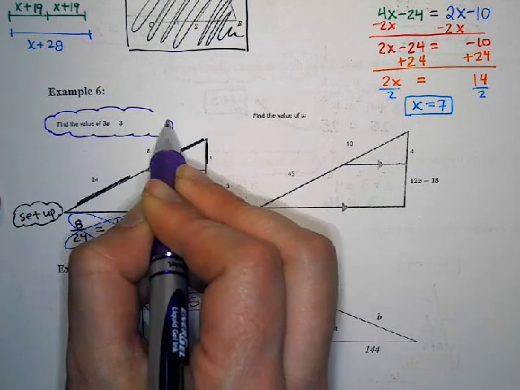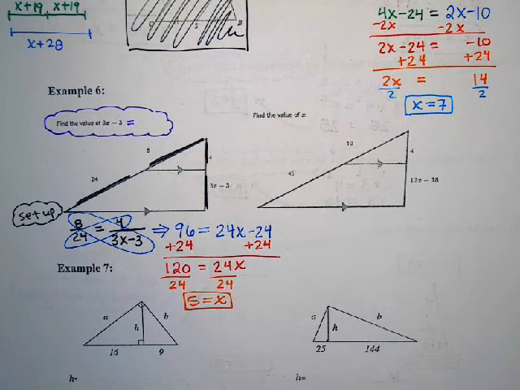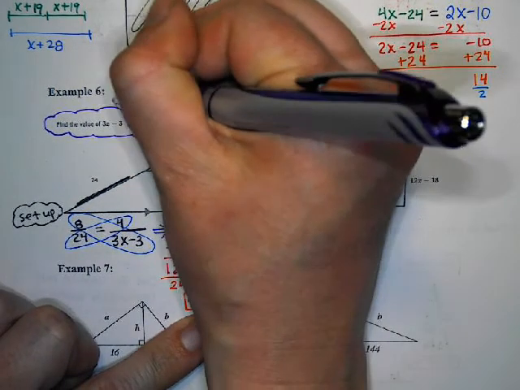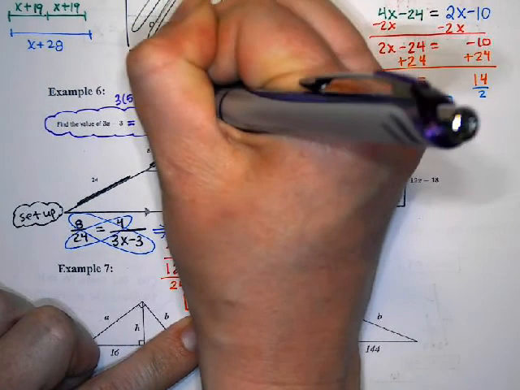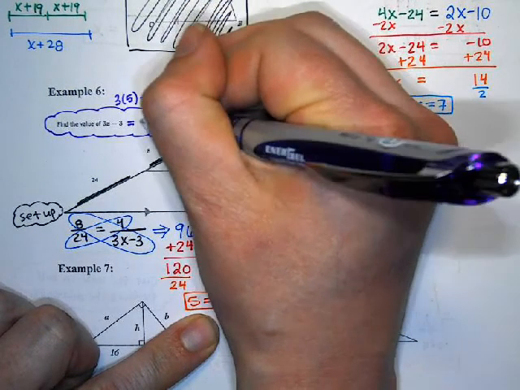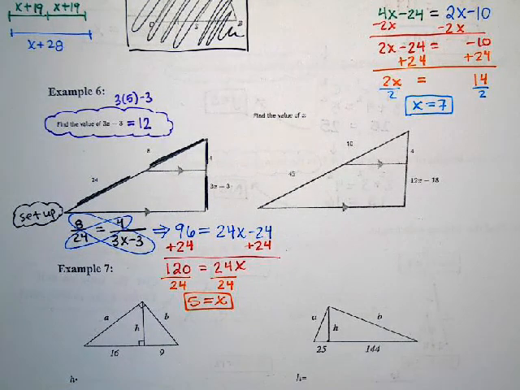I go on to my homework assignment to check what I am finding. It's asking me to find 3x minus 3. I've only found x. I have not found 3x minus 3, so I'm going to plug that 5 in. 15 minus 3 is 12.